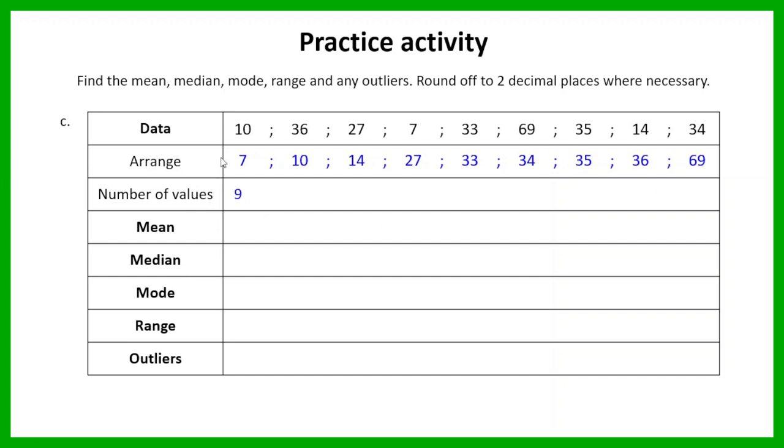And then the mean, we're going to take all of those, add them up, and then divide by 9. And you should have got 265 over 9, which if you work that out, would give you 29.44. So your mean for this example is 29.44.